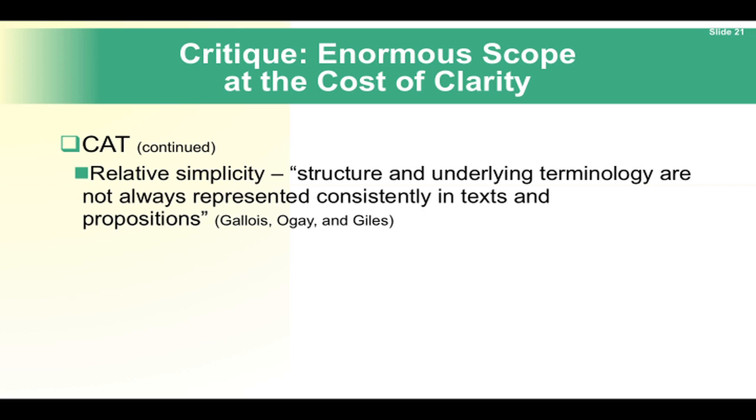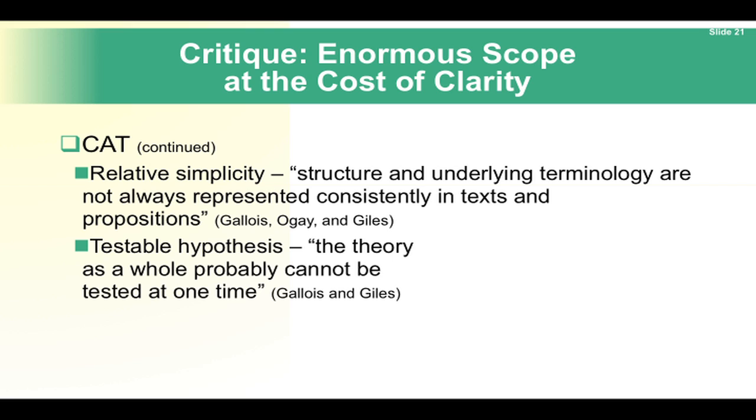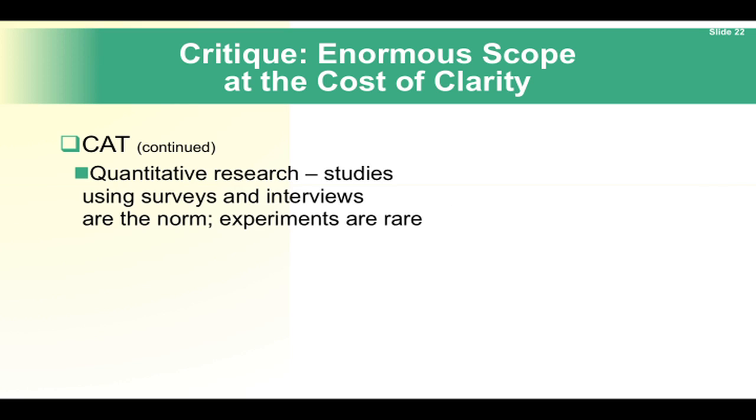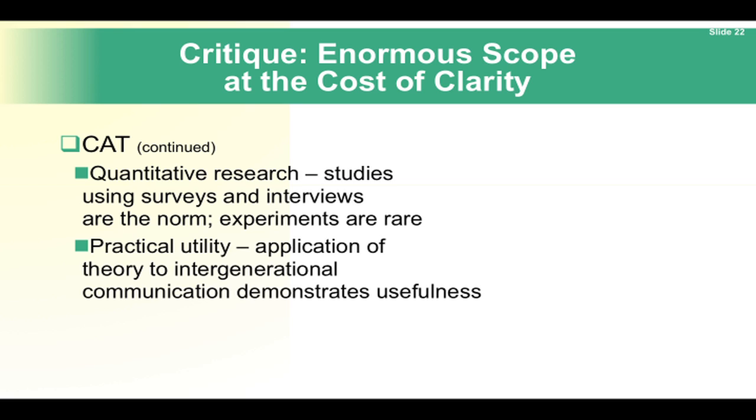With regard to relative simplicity, the structure and underlying terminology of this theory are not always represented consistently in texts and propositions. In reference to the testable hypothesis, the theory as a whole probably cannot be tested at one time. In this theory's use of quantitative research, studies using surveys and interviews are the norm, and experiments are rare. In reference to the value of practical utility, the application of this theory to intergenerational communication demonstrates usefulness.